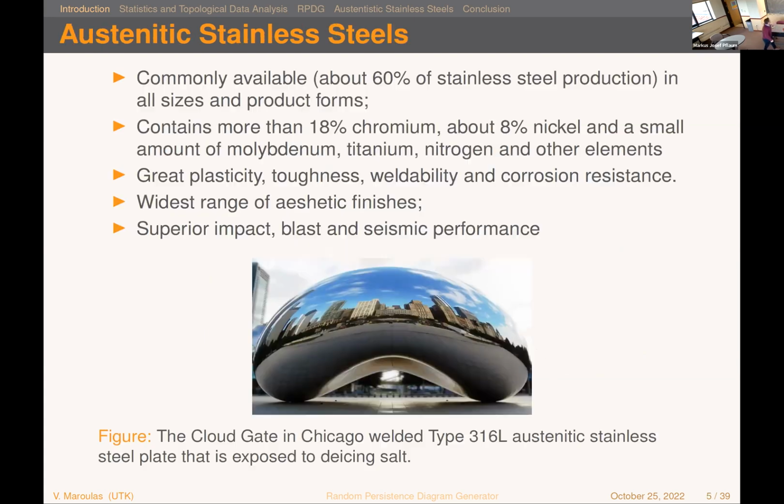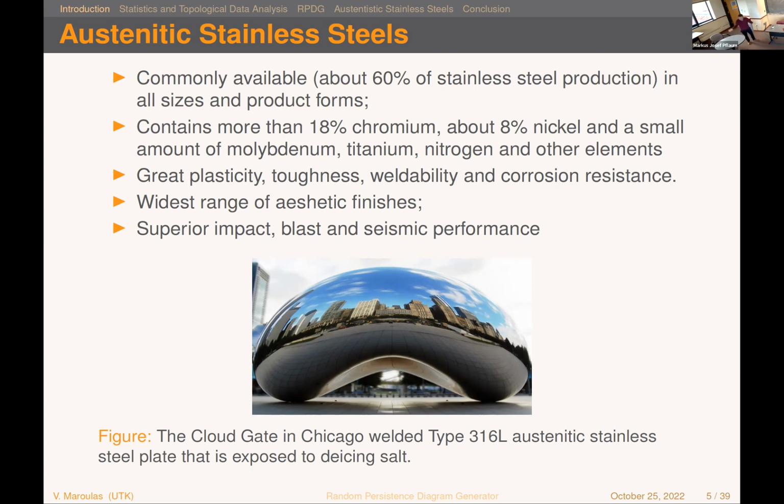Okay, so why do I care specifically about the austenitic steels? First of all, they are commonly available. 60% of these steels are of the austenitic style. In terms of composition, it is 18% chromium, 8% nickel, and basically the rest is titanium, nitrogen, and other elements. So why is it a good material? Great plasticity, toughness, weldability, and corrosion resistance. Also, it has superior impact, blast, and seismic performance.